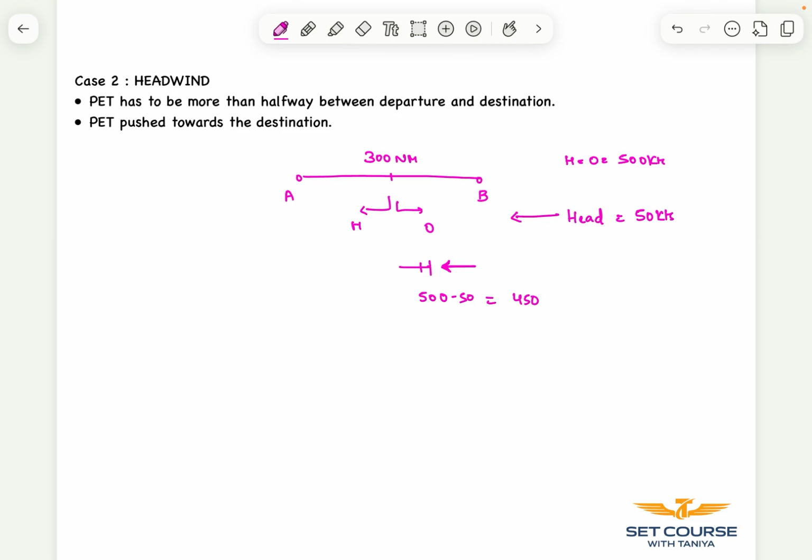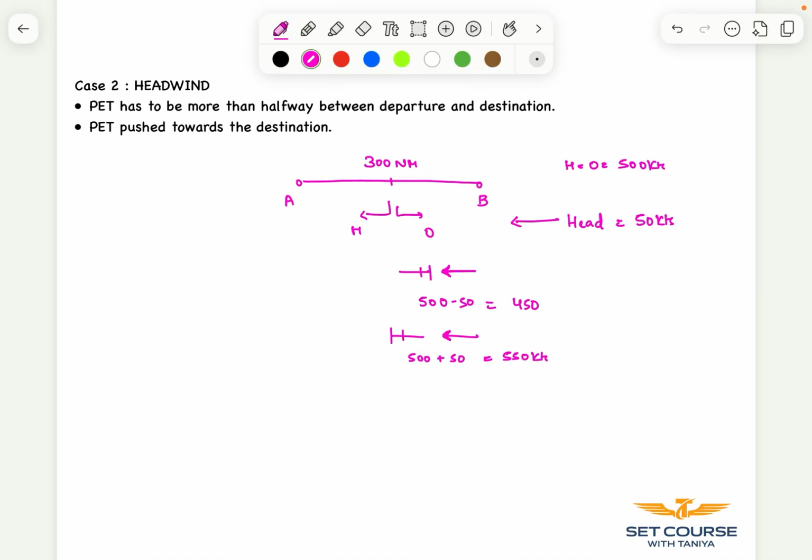But if the aircraft is going back to its departure airfield, the home airfield, the same headwind will act as a tailwind, thereby increasing the ground speed, which is 550 knots. So as a result of our headwind, our onward speed has decreased and our home speed has increased.